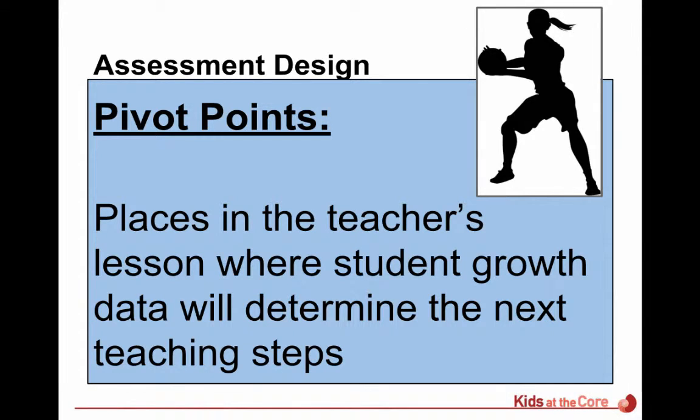One of the really important things to keep in mind is that every assessment should be tied to what we call a pivot point. A pivot point is a place in the teacher's lesson where they stop, look at the data, and decide what the best next move would be. Much like on the basketball court, a player would plant a foot and decide which direction they want to pivot based on what the court looks like at that moment. So they're getting some sort of feedback from that scenario as they assess the scene.